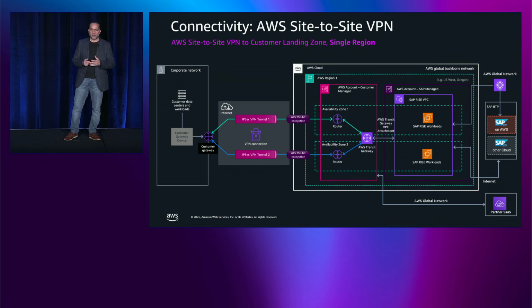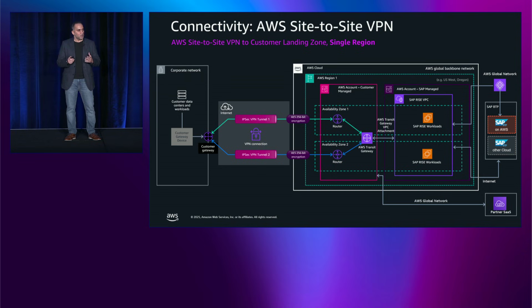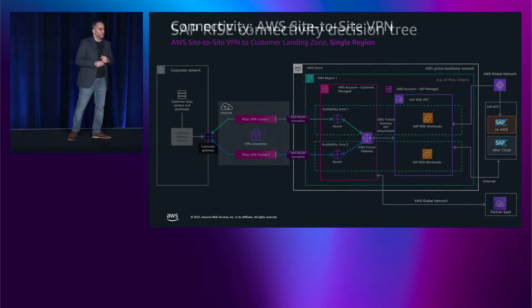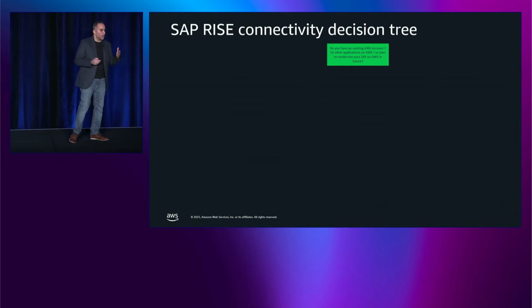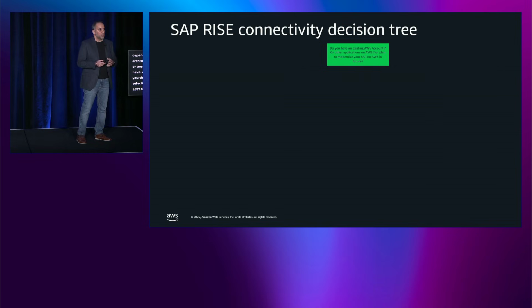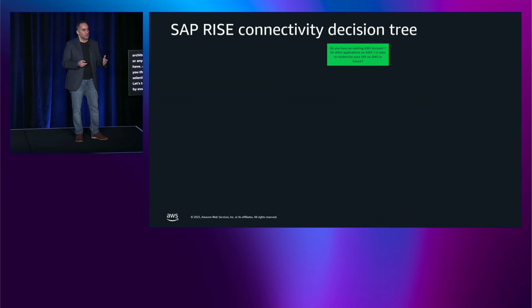Choosing the right connectivity option depends upon your existing network architecture, your existing infrastructure, or any specific requirements you might have. AWS has a decision tree that guides you through key considerations while selecting the right connectivity option. Let's take a look at the decision tree. Start by evaluating whether you have existing AWS infrastructure or account, or any other applications running on AWS, or you plan to modernize your SAP landscape on AWS in the future.